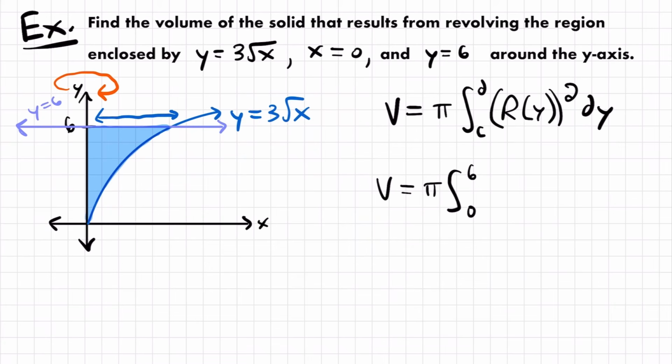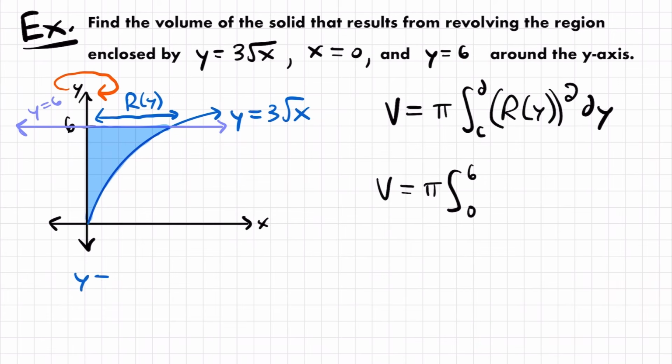This right here is the radius in terms of y. However, note that this equation right now is expressed in terms of x. So do not write 3 times the square root of x squared times dy, right? That would be incorrect. It needs to be in terms of y, and so let's solve for x in this equation, and that will tell us what this curve is in terms of y.